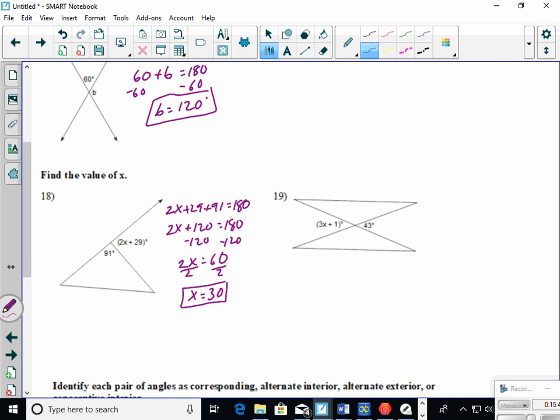X will be 30. And the other example, once again, this is a set of vertical angles, and so they should be equal to each other. 3x plus 1 should equal 43. Subtract 1 from both sides. 3x equals 42. And divide by 3. X equals 14.